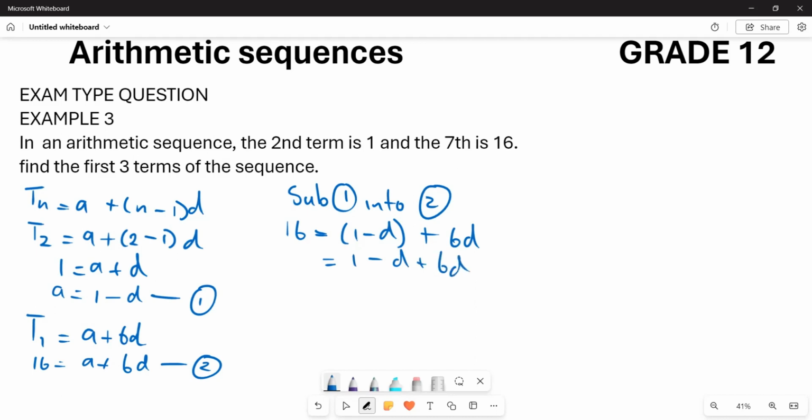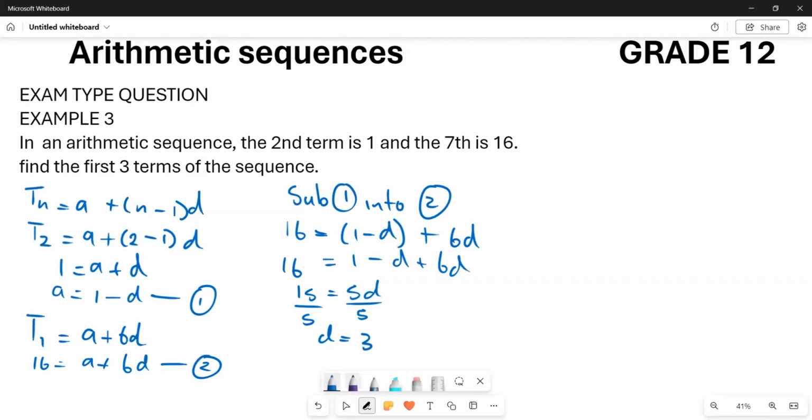Now you're going to take the numbers and group the like terms, right? When you take the 1 to this side, it's going to be negative. So here you're going to have 15 = 5d, since 6d subtract d is 5d. Then we are going to divide by 5 so that you find the value of d, which is going to be 3.